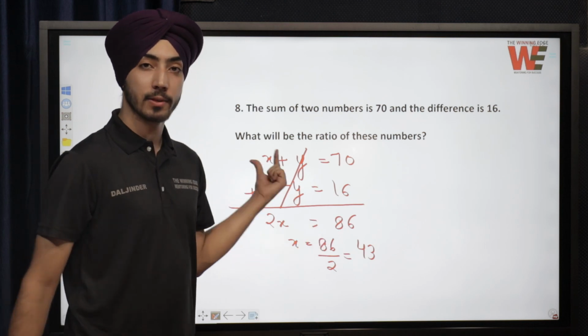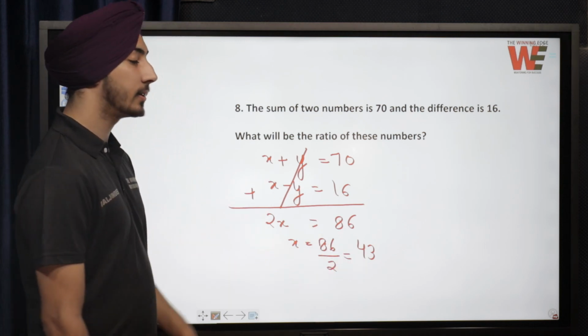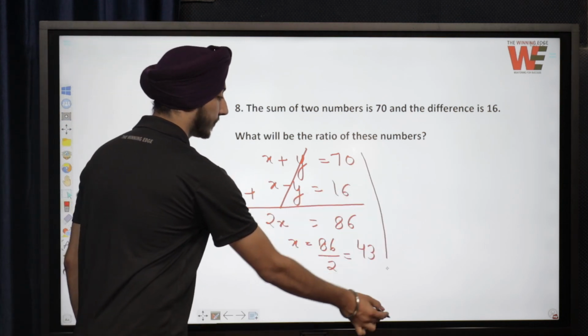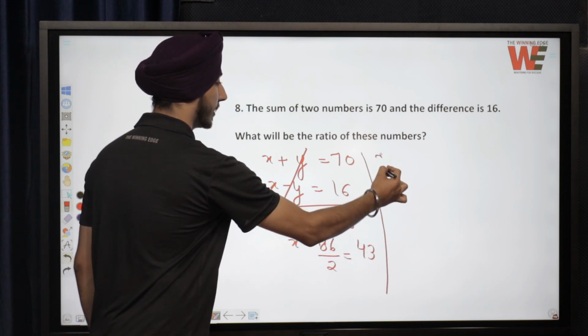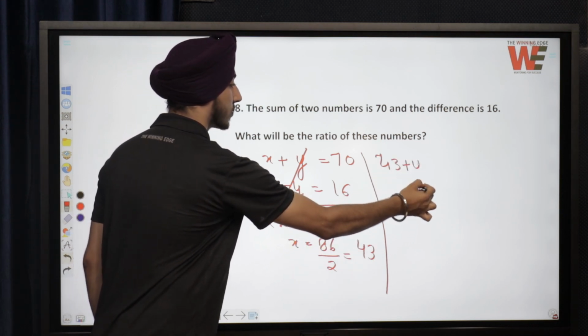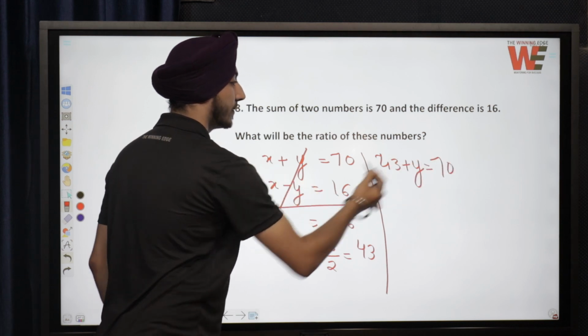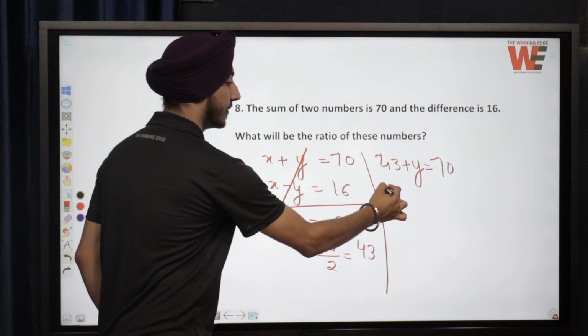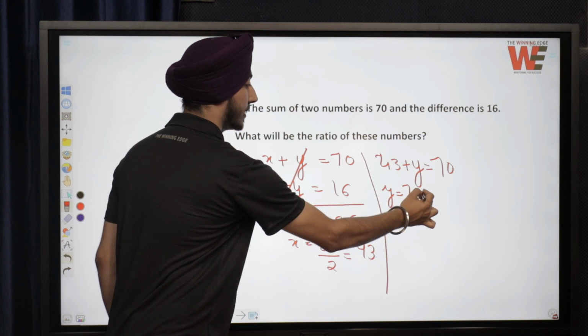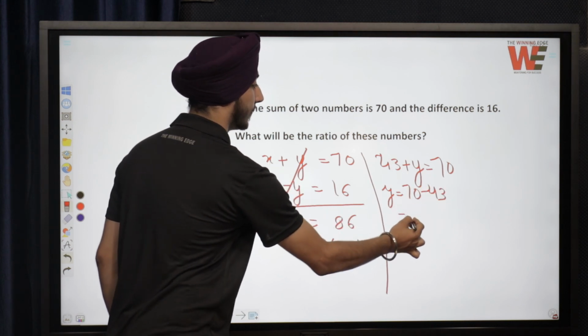So one of the numbers, which was x, is 43. Now we need to find out the other number. So how can we find the other number? The other number, 43 plus y equals to 70, right? So y will be equal to 70 minus 43.